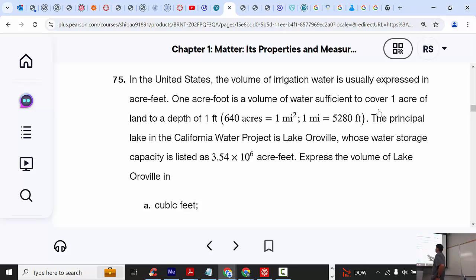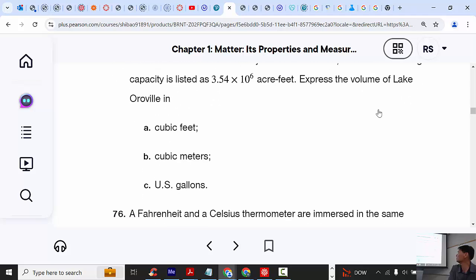In the United States, the volume of irrigation water is usually expressed in acre feet. 1 acre foot is the volume of water sufficient to cover 1 acre of land to a depth of 1 foot. And then they give us some conversion factors here. 640 acres is 1 square mile. 1 mile is 5,280 feet exactly. The principal lake in the California Water Project is Lake Oroville, whose water storage capacity is listed as 3.54 times 10 to the 6 acre feet. Express the volume of Lake Oroville in cubic feet, cubic meters, and US gallons.